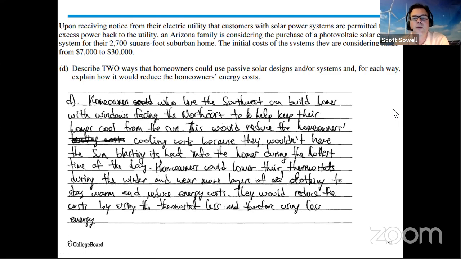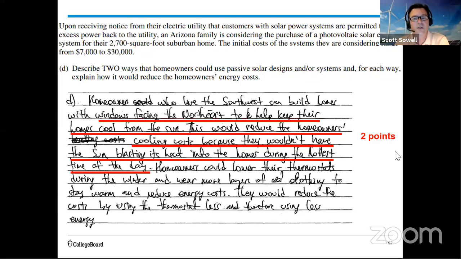Homeowners who live in the Southwest can build homes with windows facing the northeast to help keep their homes cool from the sun. This would reduce the homeowner's cooling costs because they wouldn't have the sun blasting its heat into the homes during the hottest time of the day. Good. There's a description of what they would do design-wise to the house, and then the other point coming from how it would lower their cost.